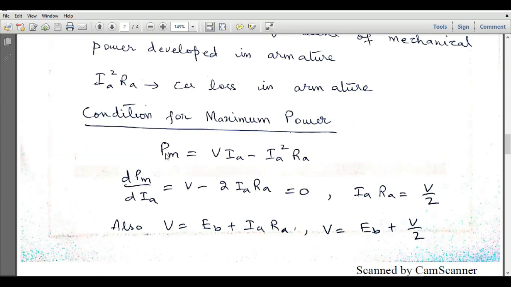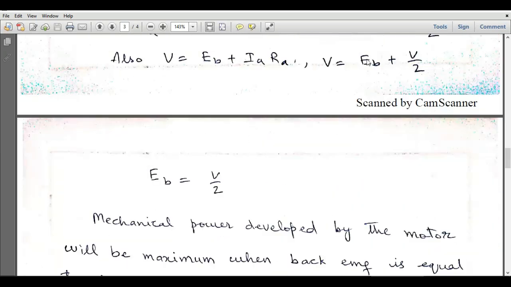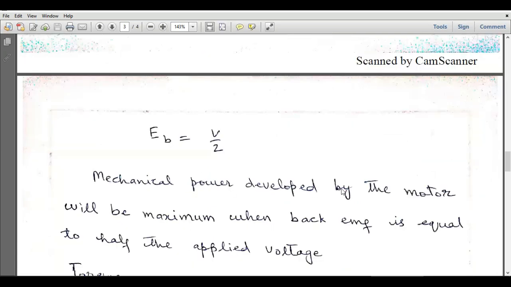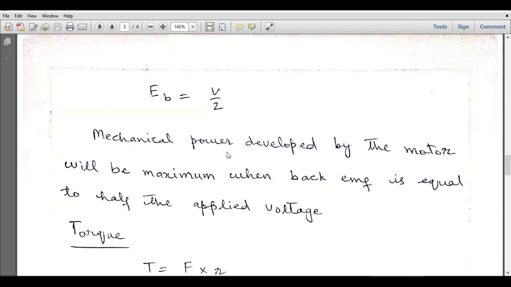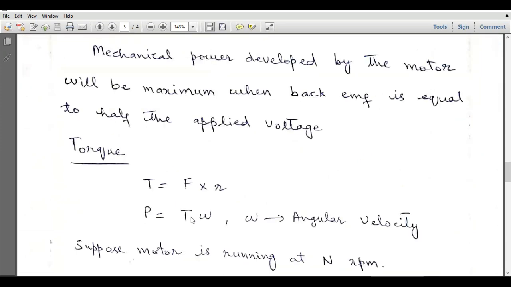So the maxima of this expression will be evaluated as IaRa equal to V by 2. Okay. So V is equal to Eb plus IaRa, and IaRa is equal to V by 2, right? So it means Eb is equal to V by 2. So this is the condition for the maximum power developed by the motor. Mechanical power developed by the motor will be maximum when back EMF is equal to half the applied voltage. So this is the condition for maximum mechanical power.